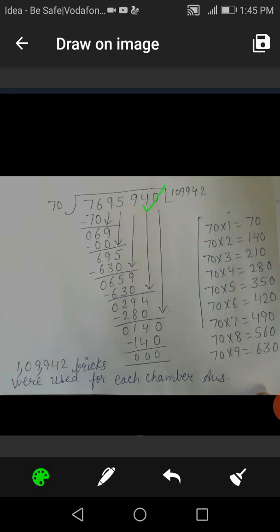Now bring 4 from the tens place down. 294. Now you can see 70 fives are 350. 350 is greater than this, so you will go one number before. 70 fours are 280. So write 280. Then after subtraction you will get 14 and bring the next 0 on the ones place down. So it's 140. 70 twos are 140. Same number subtracted from the same number, you will get 0. So write 2, then after subtraction 0. Now see here, what is the required answer?